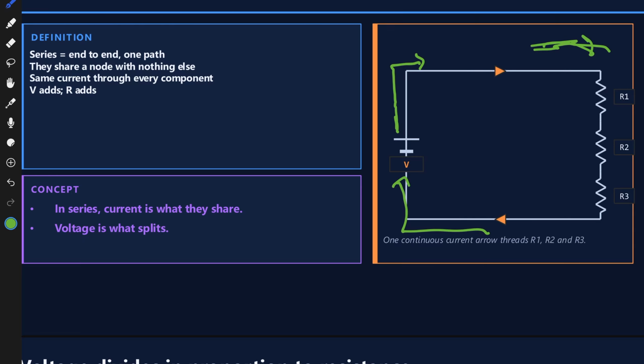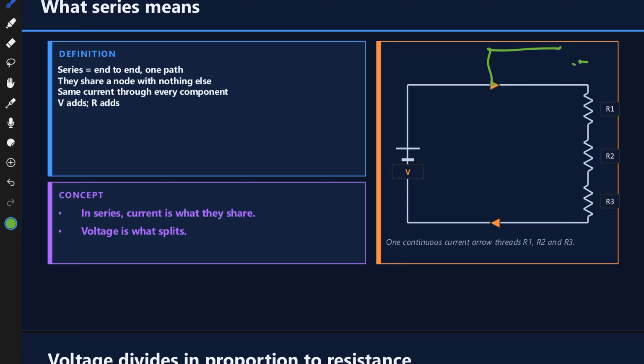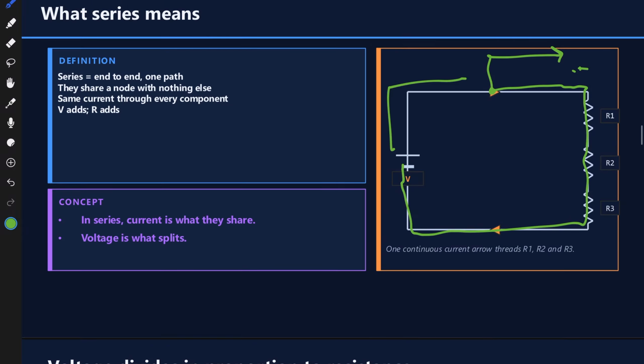And they share a node with nothing else. The battery is its own node, forget about that. What they mean by not sharing a node with anything else is a quick hint into parallel, right? There's no wire splitting off. All of them come together. They all flow as one. But in parallel circuits, they split, which we'll cover later.